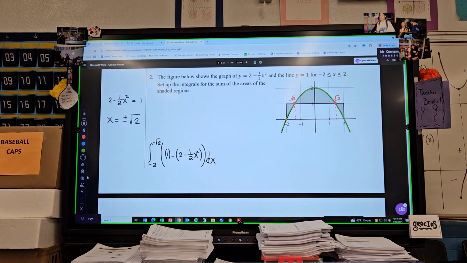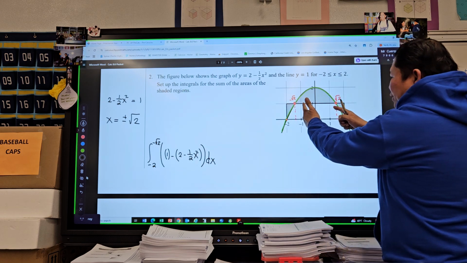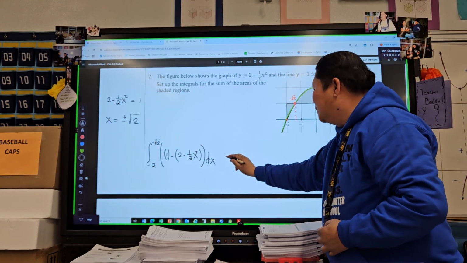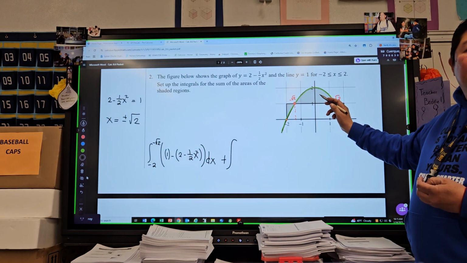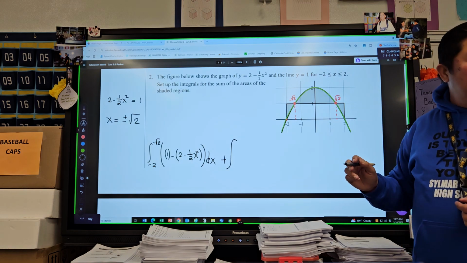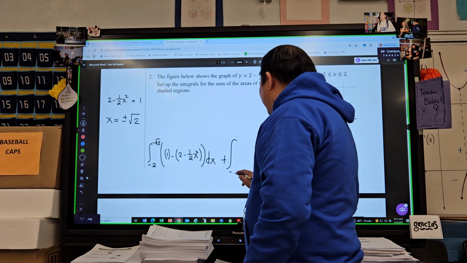Okay, so what's the next interval, guys? Let's hear from Diego. We're done with the first interval, from negative 2 to negative square root of 2. So what's the next interval? Plus the integral from negative square root of 2 all the way to positive square root of 2. Is Diego right? Yes. Shall we give Diego a round of applause?